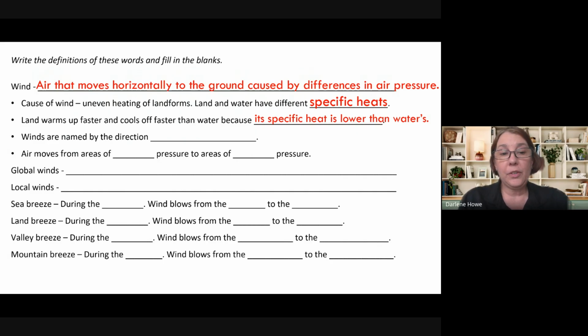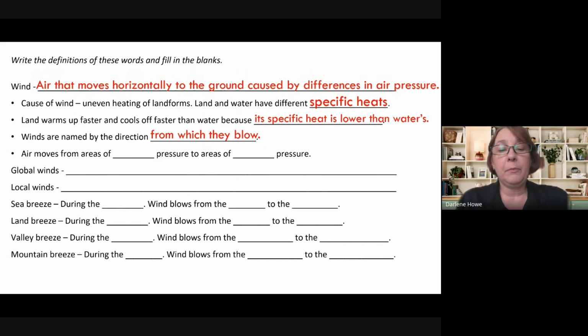What do you think? Winds are named by the direction from which they blow. This is a weird way of saying winds are named by the direction from where they start. If a wind starts in the west, it's going to be named after the west. It's a westerly or something like that. So if it starts over the land, it's going to be a land breeze. Winds are named by the direction from which they blow, so in other words, from where they start.